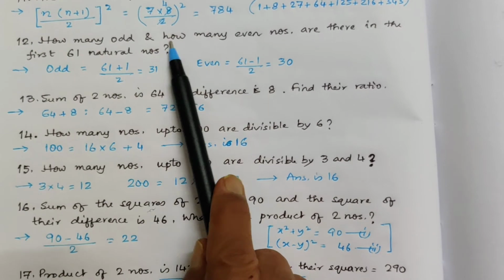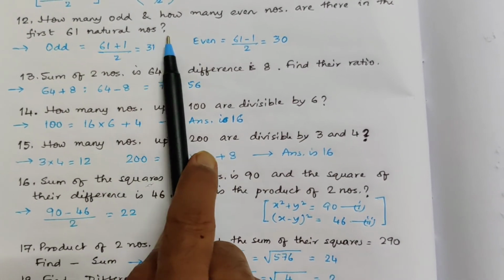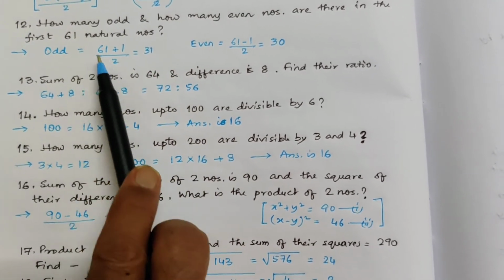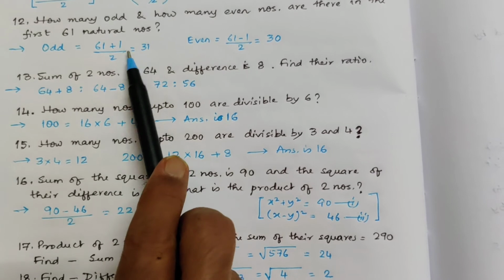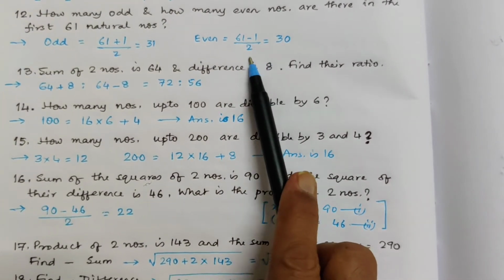How many odd and how many even numbers are there in the first 61 natural numbers? So you have to put more stress on this. Odd numbers are 61 plus 1 by 2, that is 31. Even is 61 minus 1 by 2, that is 30.